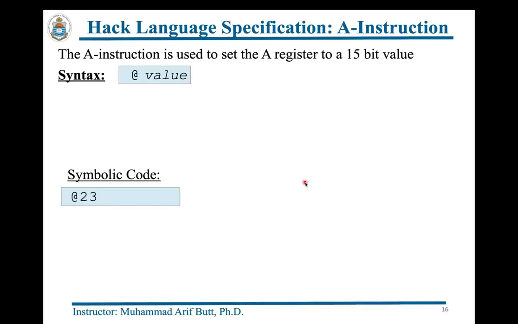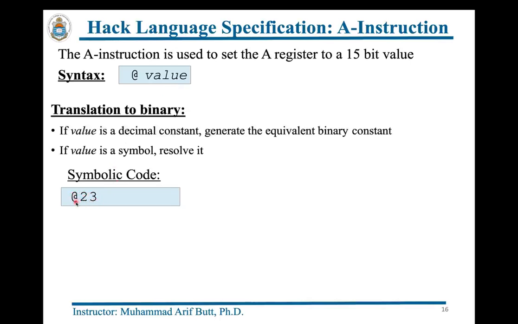First of all, the A instructions. Its syntax shows that an assembly instruction that starts with the @ symbol is an A instruction, and followed by the @ sign we can have a decimal constant or a symbol. So @23, so we have a constant value after this @ sign.